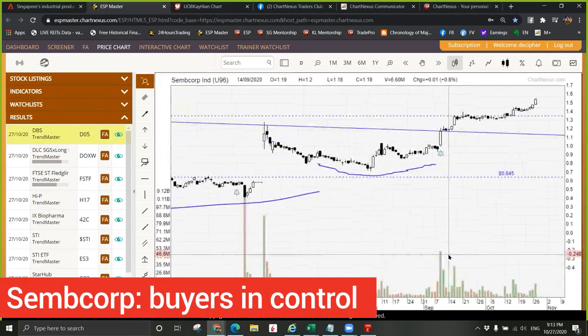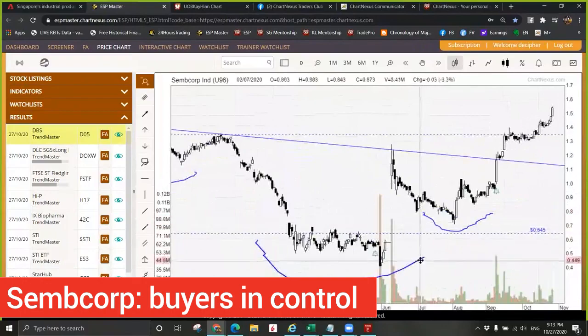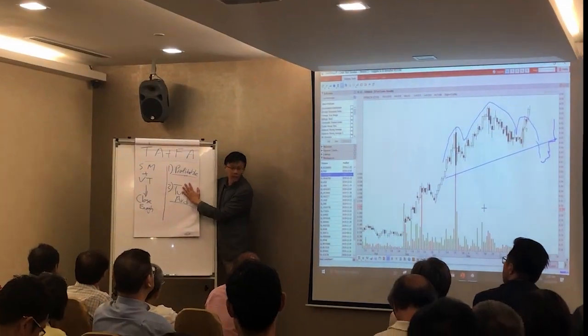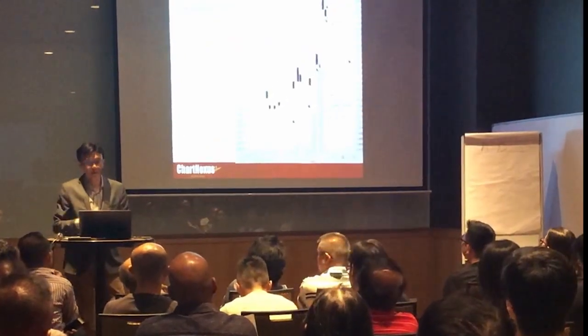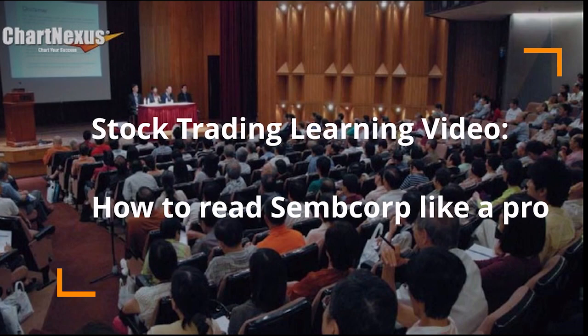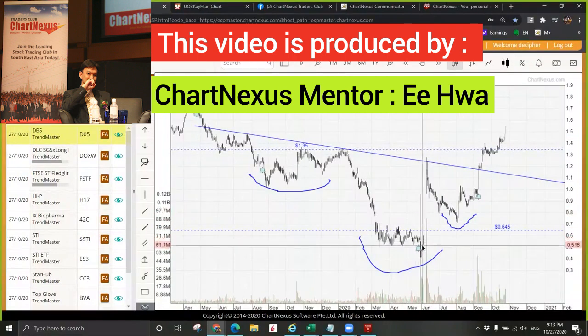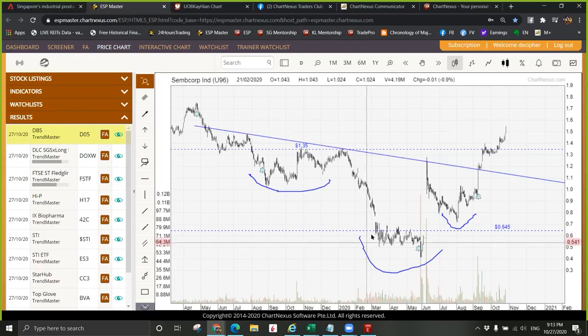Sembawang Corp Industry. Okay, now what do I mean by buyer in control? First of all, how and where do you zoom in? Okay, so you see, Sembawang Corp Industry, I short from SCI. SCI is right here, it gaps up.